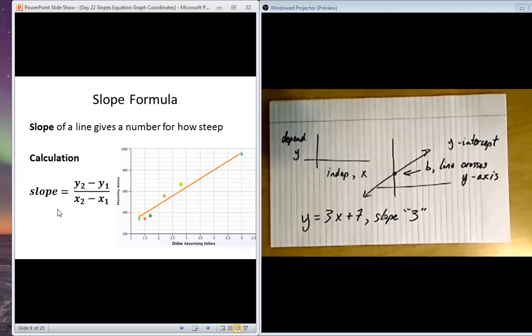Same situation. Points are kind of a straight line, pretty good. So we make our best guess and then find the slope, y-intercept. It's good.